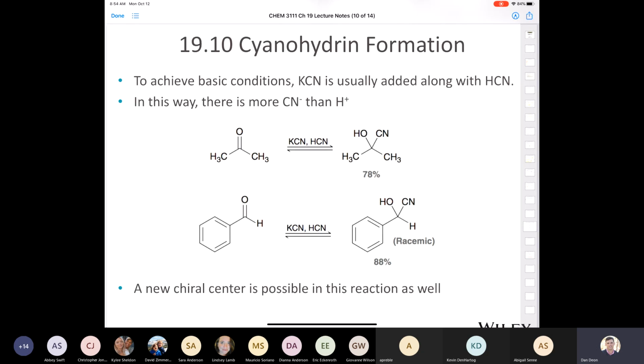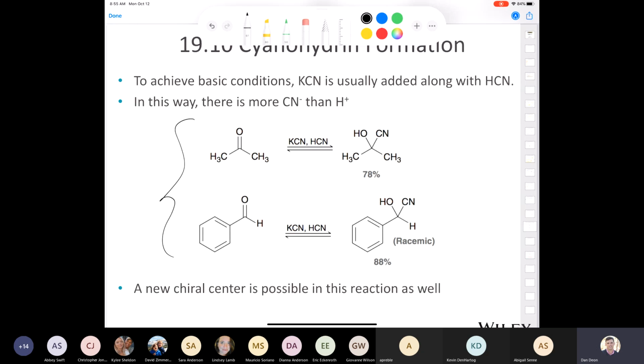But it says that in order to achieve basic conditions, potassium cyanide is usually used along with HCN. So instead of just using HCN and a base, we use cyanide ions and then HCN. And this way you have more of the cyanide than you do of the acid. And so to do that, you would just use potassium cyanide and HCN, hydrogen cyanide, and you end up forming a cyanohydrin. In both of these reactions, there's nothing wrong with either of those reactions at all. But what I would point out is that I think there's an even better way, and it is mentioned in the book. So I'll show you what it is.